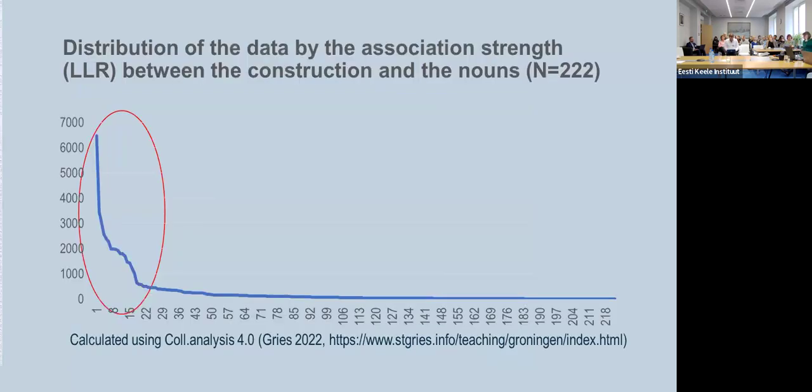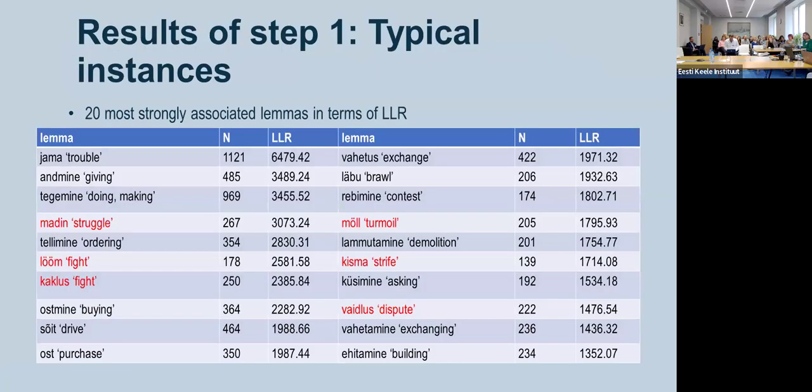So here is the distribution of the collocational strengths. You see a typical Zipfian curve, a little bit different here, but this is the set of the most strongly attracted nouns. And here is the tail of the rest of the nouns. And here are the 20 most strongly attracted nouns. We have colored those that seem to reveal a kind of specific semantic meaning, of fight, but there are also others.